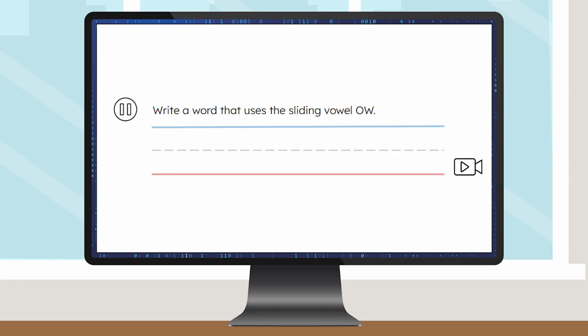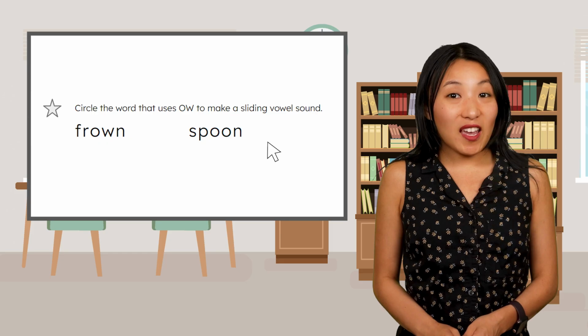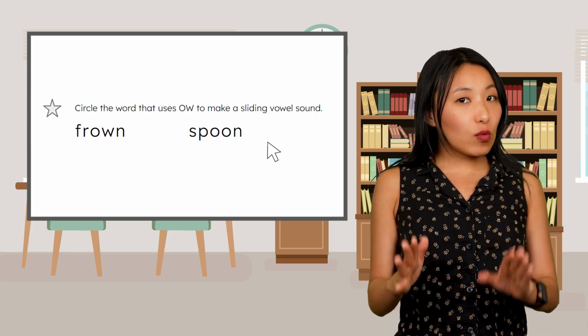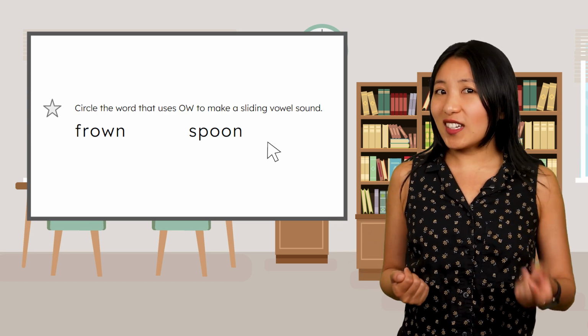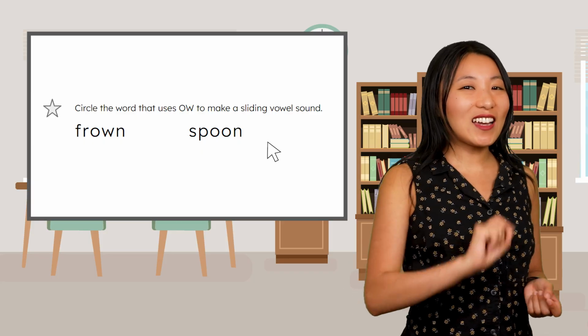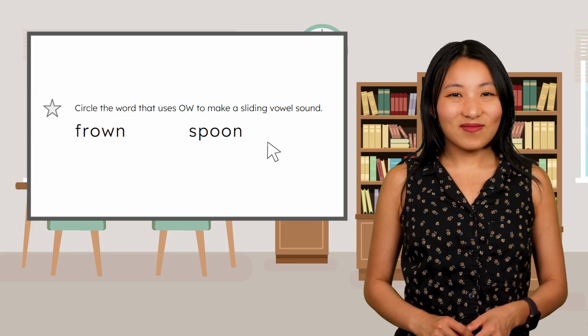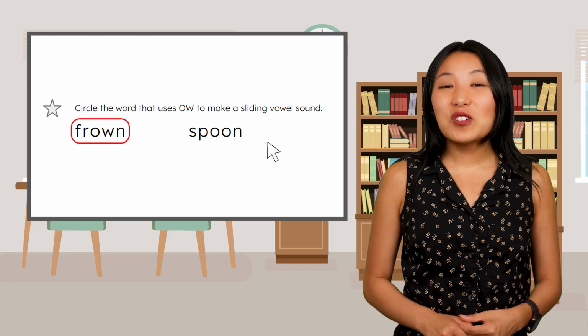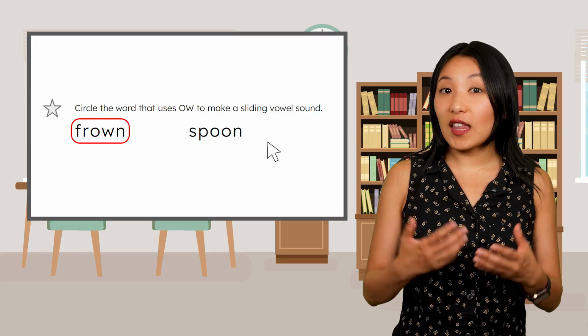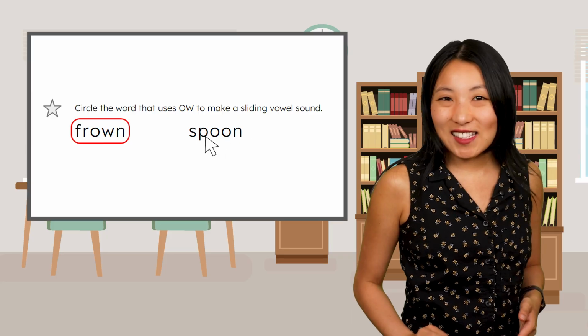Can you think of another word that might use OW to say ow? Pause to add it to your guided notes. I thought of brown. To leave this page, we need to choose the word that correctly uses OW to spell ow. Which one do you think it is? Circle the answer in your guided notes. Did you pick frown? Yes! OW is used to spell ow before the letter N, so that is the correct answer.